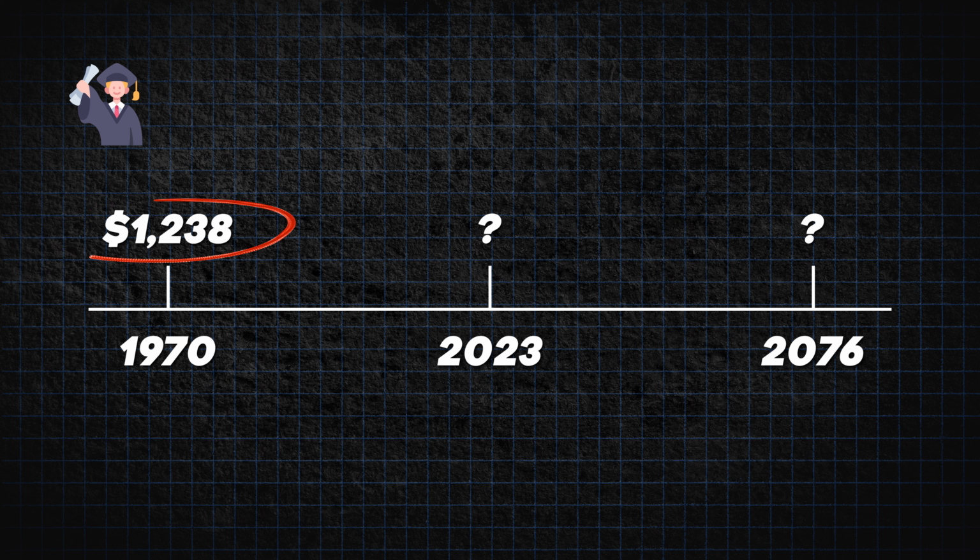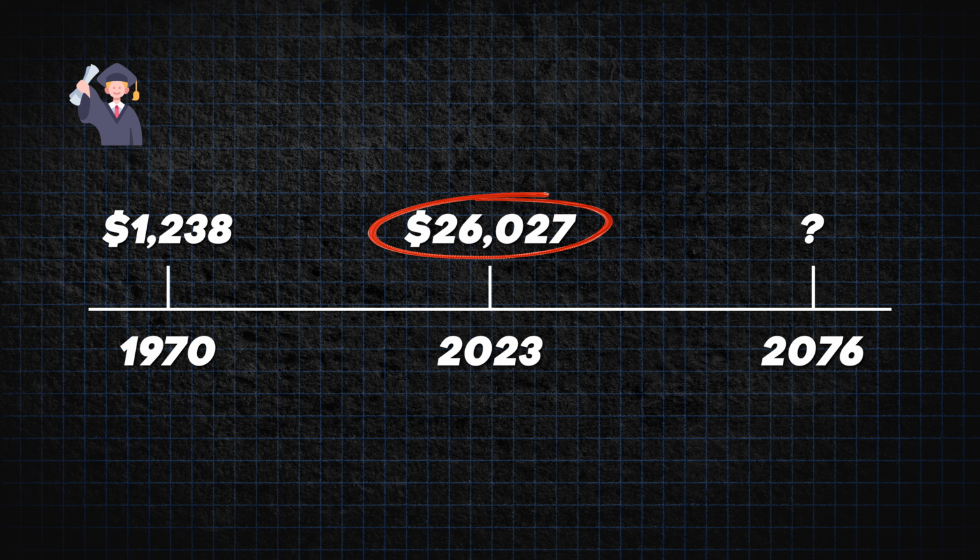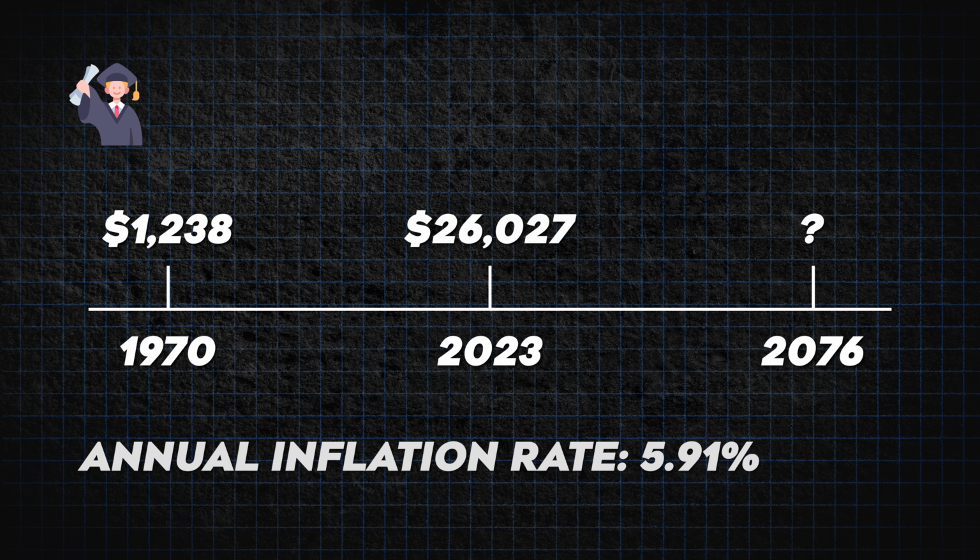Next on our list is a college degree, which in 1970 was $1,238 per year. Today, it is on average $26,000 per year. That's an average rate of increase of 5.91% per year. If that continues, then 53 years from now, 1 year of college will cost $545,296. You better start saving up for your kids for college right now as well.